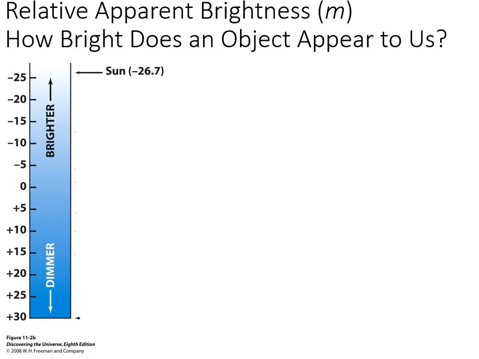Well, here we go. The sun, its apparent brightness, -26.7. Never look at the sun. A full moon, -12.6. Venus, negative 4.4 at its brightest.